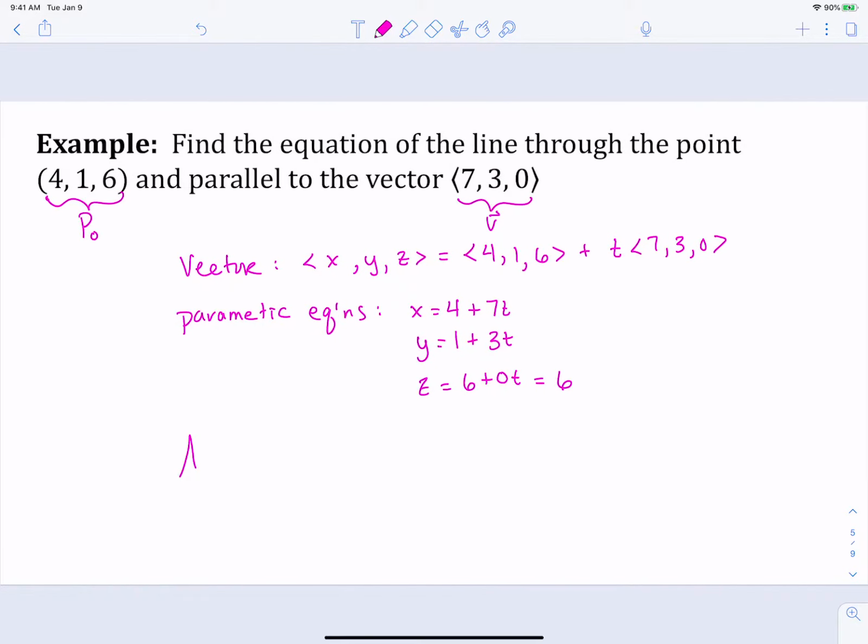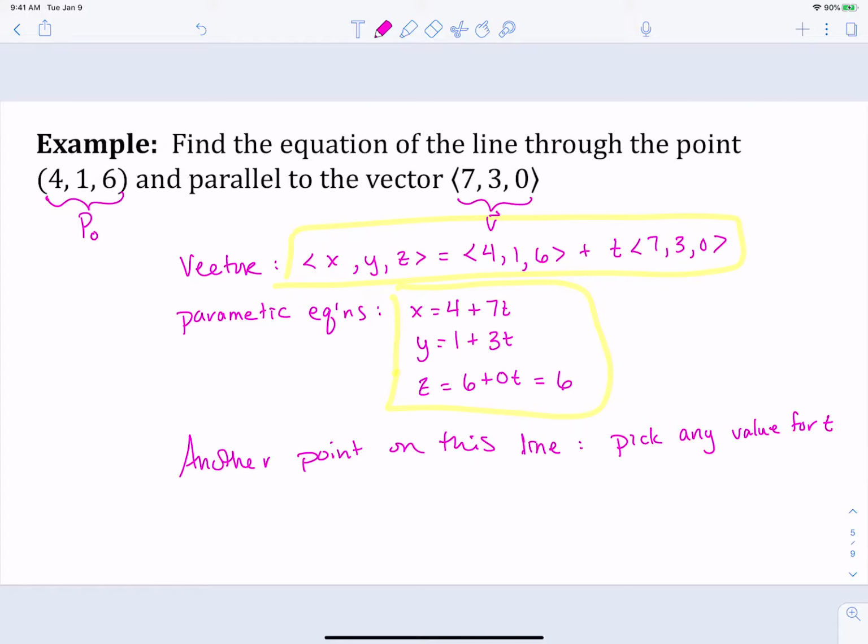So if we wanted another point on this line, I mean, because that's it, we found them. I don't think we need to do anything else. If we were just asked, these two things are the answer, depending on if you were asked for the vector equation or the parametric equations. What I want to talk about just here for a second is how we actually use these equations. So another point on this line, we can find that by picking any value for t. The domain is all real numbers because it's a line, so you can pick anything you want, and that will give you another point on the line.